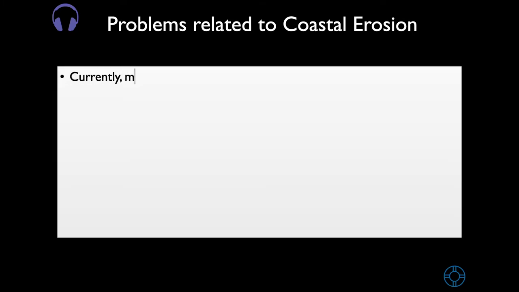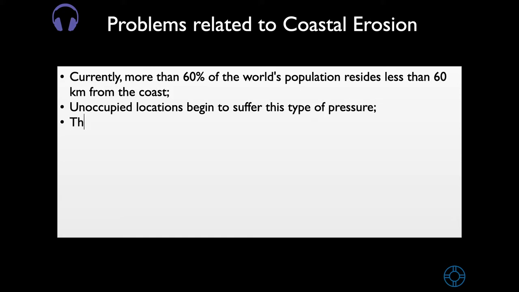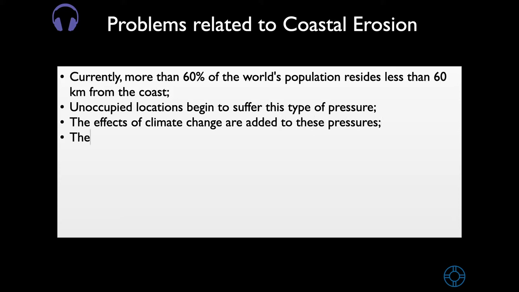And also, we can comment on some problems related to coastal erosion. Currently, more than 60% of the world's population resides less than 60 kilometers from the coast. Unoccupied locations begin to suffer this type of pressure. The effects of climate change are added to these pressures.